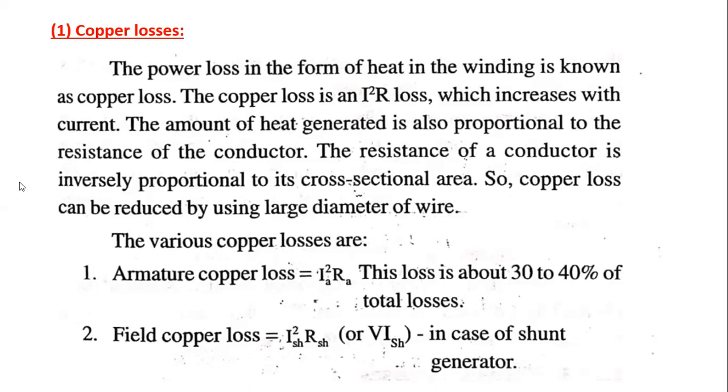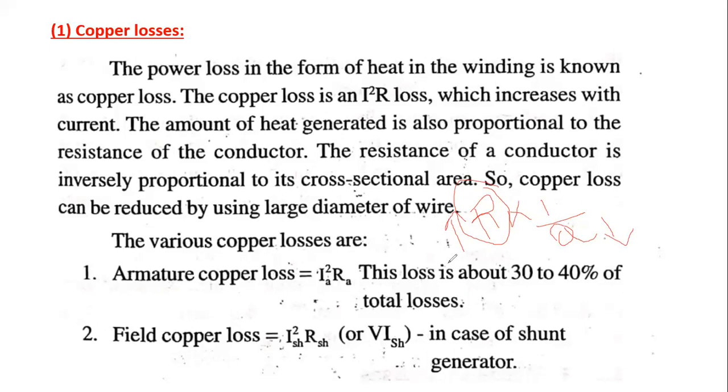The resistance of a conductor is inversely proportional to the cross sectional area. Normally we know the resistance R is inversely proportional to the cross sectional area. If we decrease the cross sectional area, then the resistance automatically increases. If the resistance increases, then the heat also increases, and automatically the copper loss also increases.